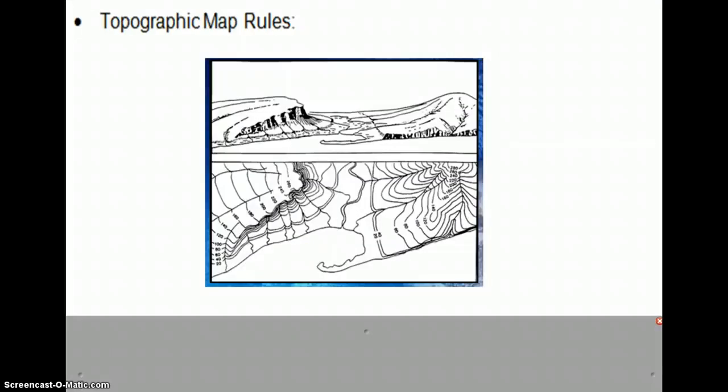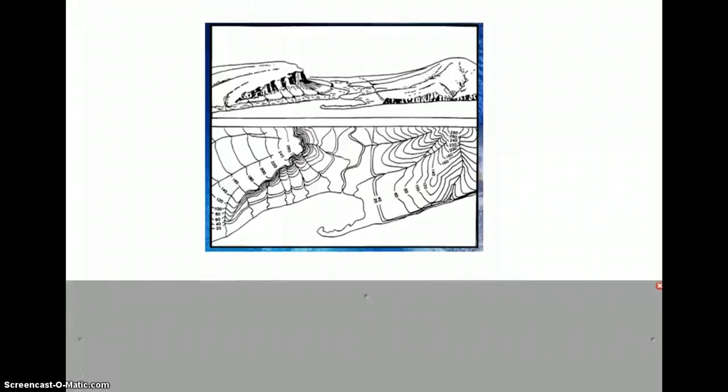So let's go through some of the rules of how to read a topographic map. Going back to this first map that we looked at earlier, I want you to notice what the contour lines look like when there's a cliff. So right over here, where the land is steep, you probably notice that the contour lines are very close together. And that's always going to be the case.